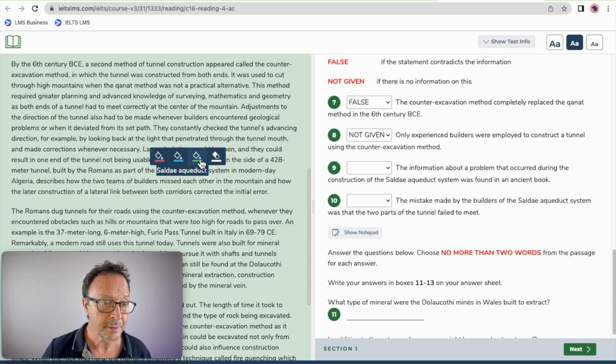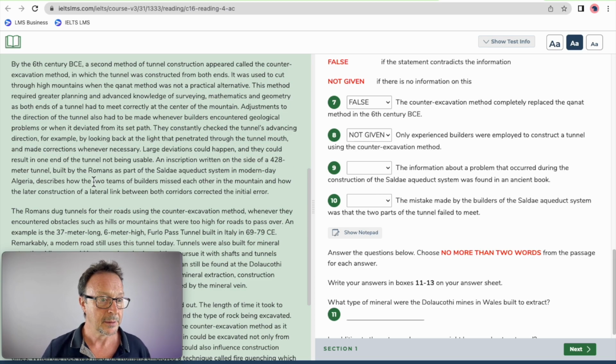Okay, Salde Aqueduct. An inscription written on the side of a 428 metre tunnel describes how the two teams of builders missed each other in the mountain. Okay, so it's not in a book. It was written on the side of the tunnel. So found in an ancient book, that is false. And I think I've got the answer to the next question as well.